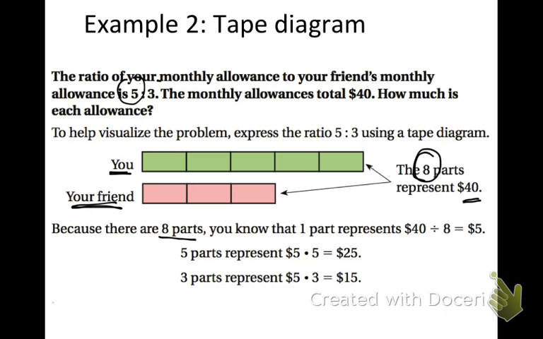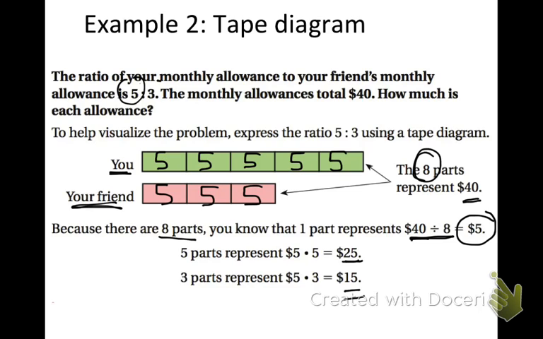So because there are 8 parts, you know that one part represents $40 divided by 8, so each part is $5. So if each of these is $5, how much money do you have? Well, you have 5 times 5, which is $25, and your friend only makes $15. So that's a way to represent ratios in a tape diagram.